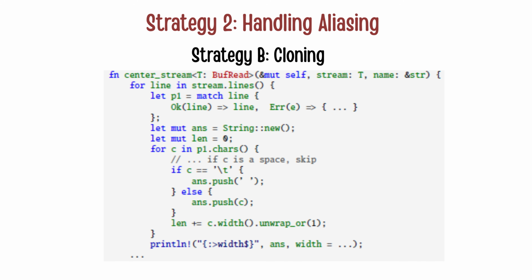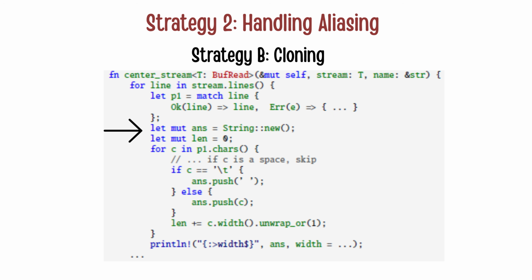The second strategy is cloning. Sometimes the original C program needs one reference for reading while another simultaneously modifies the same data. Rust doesn't allow this because it violates the AXM rule. Instead of fighting the borrow checker, participants simply created a copy of the data.